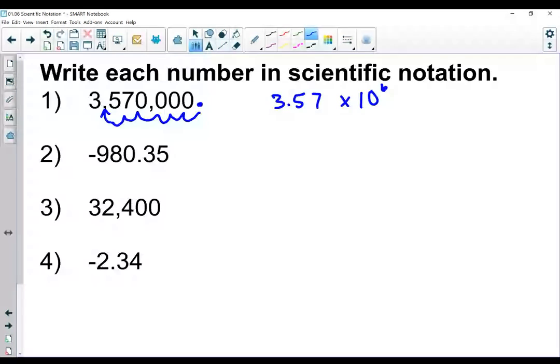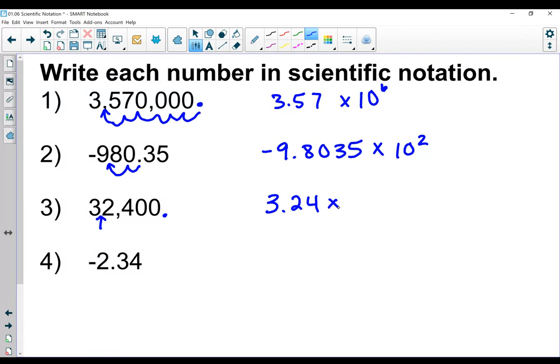Okay, now let's figure out on the second one. I need to have just that one digit in front of the decimal. So I need to move my decimal from here to here, which is 2 places. So I'll have negative 9.8035. I moved it 2 places, so I have 10 squared. And these are both big numbers. They get positive exponents. Number 3, my decimal's at the end right now, and I want there to be one digit in front of it. So I need it to go right here between the 3 and the 2. So 3.24 times 10 to the, let's do 1, 2, 3, 4 places. So times 10 to the 4th.